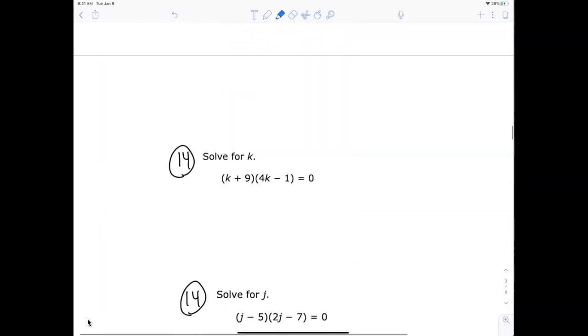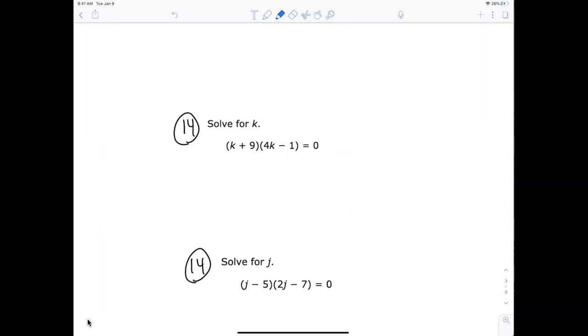Okay? Next, nothing has changed. We just say k plus 9 equals 0, 4k minus 1 equals 0, k equals negative 9, 4k equals 1, k equals 1/4. And again, those are our two solutions. Very, very simple. Same process over and over and over.